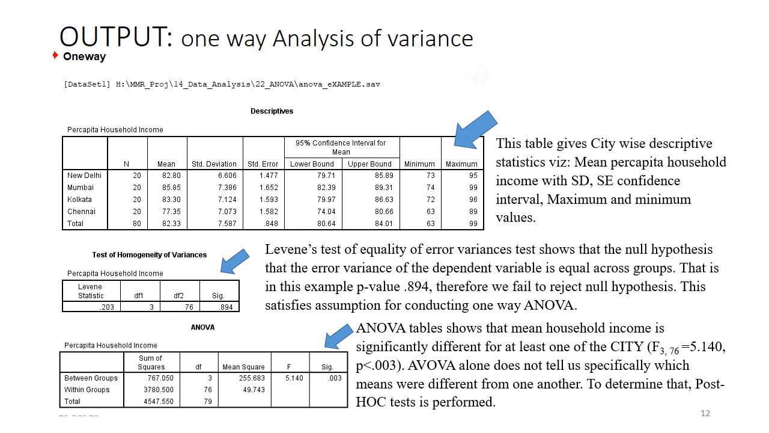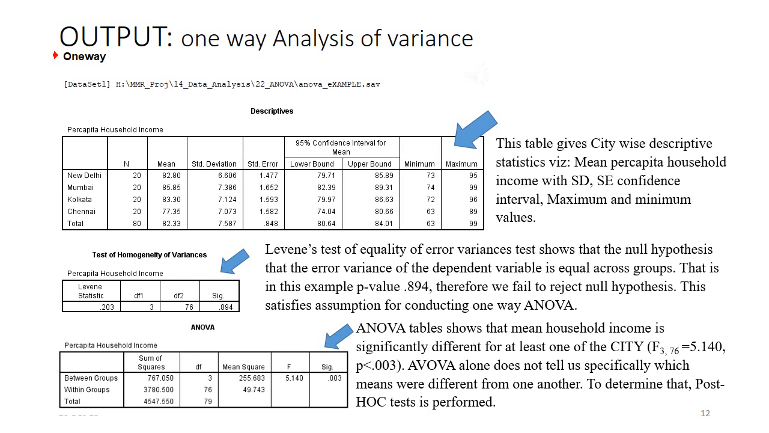And as we had discussed earlier, Levene's test of equality of error variance tests the null hypothesis that the error variance of the dependent variable is equal across the groups. In this example the p-value is 0.894. Therefore, we fail to reject the null hypothesis. This satisfies the assumption for conducting one-way analysis of variance. Levene's test gives you the homogeneity of variance. If it is not satisfied, then we cannot conduct the analysis of variance.